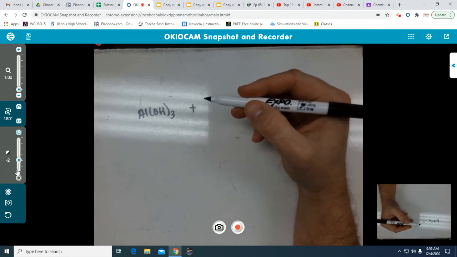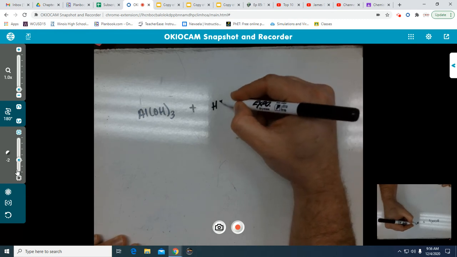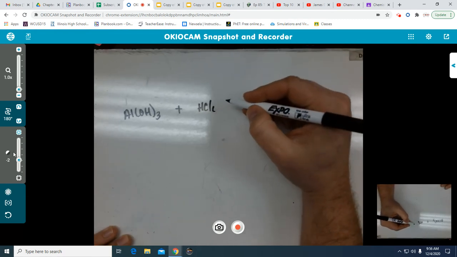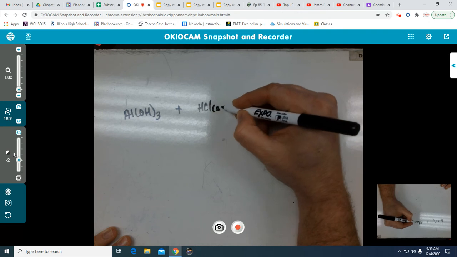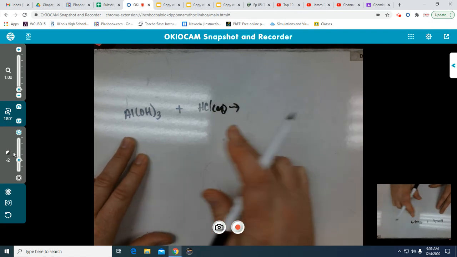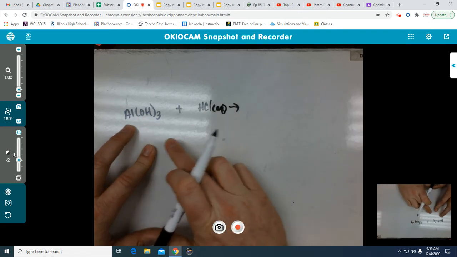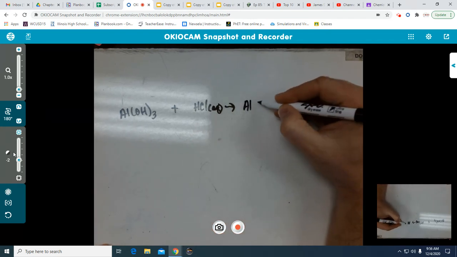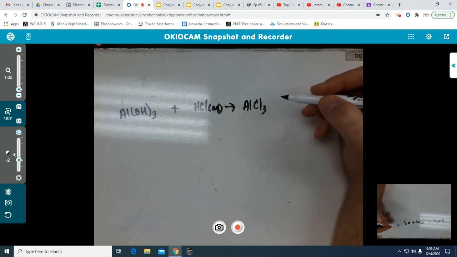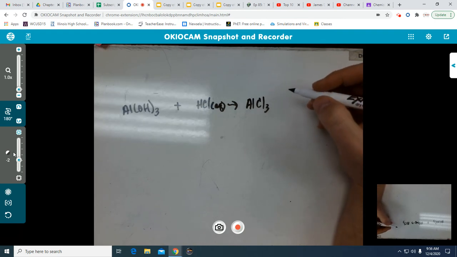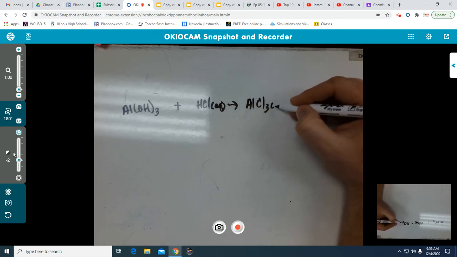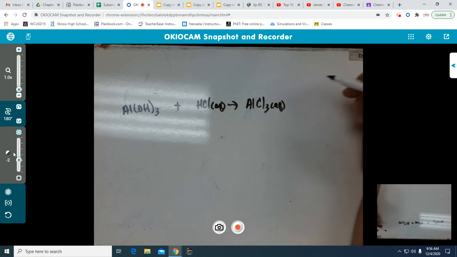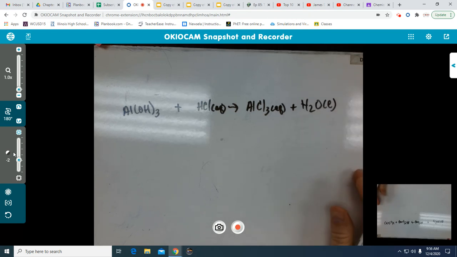Okay, plus hydrochloric acid, HCl. Well, we know that hydrochloric acid is a strong acid and it's going to be aqueous. Okay, they are going to do-si-do. Hydrogen again is going to go with OH. Aluminum is going to go with chloride. Form our ionic substances of aluminum chloride using the appropriate charges. And aluminum chloride is a soluble ionic substance, so it gets aqueous, and we also get H2O, liquid. Okay, so now I need to identify what the states of matter are.